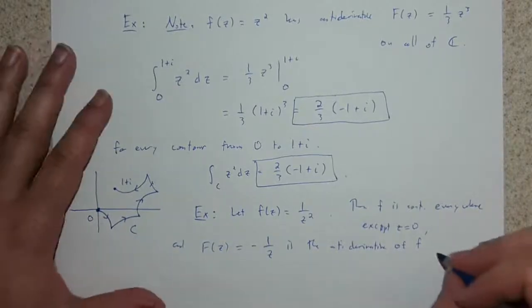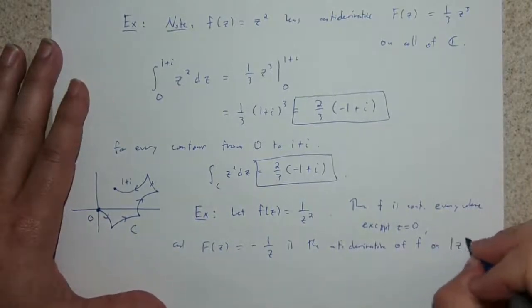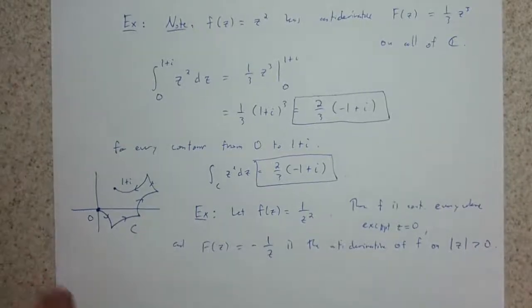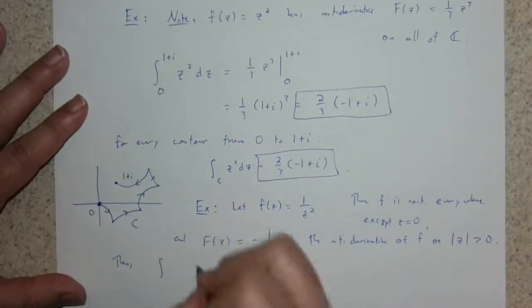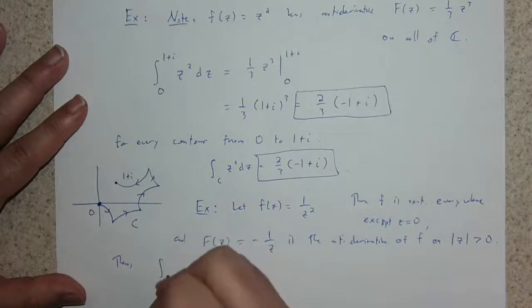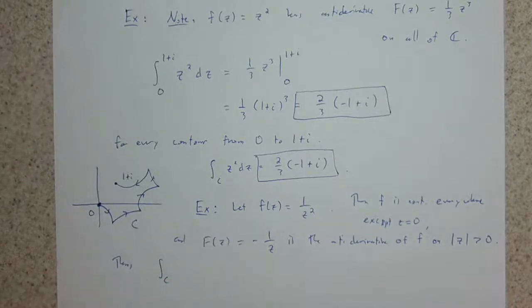on the domain modulus of z is greater than 0. So everywhere except the origin. Okay, so everywhere except the origin is deleted. Thus, if I look at the contour integral along any contour that I want, that doesn't touch the origin, then I'm good to go, right?